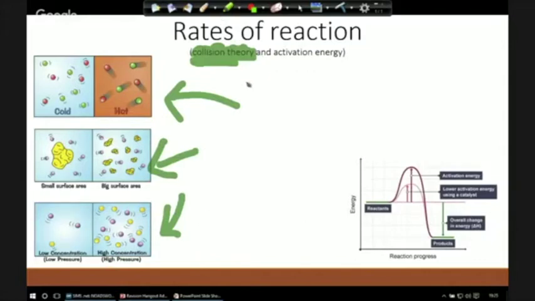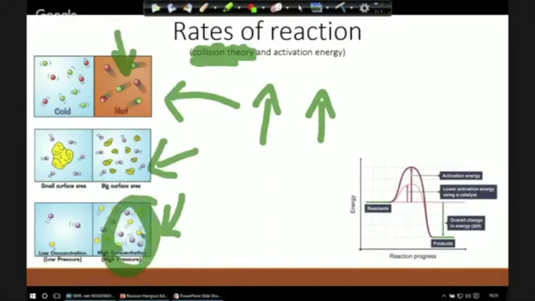Well, with all of this, we need to specifically look at collision theory. If we have more collisions, we get more reactions. And so having some way to increase collisions, be that moving the particles faster, or giving them less space, or having more areas for them to collide with, will increase our rate of reaction.